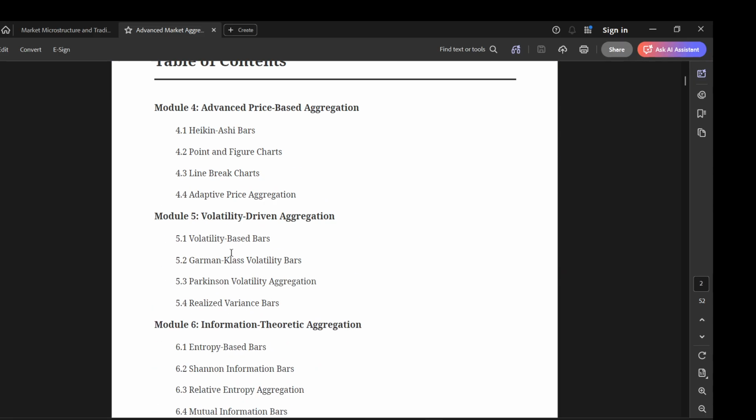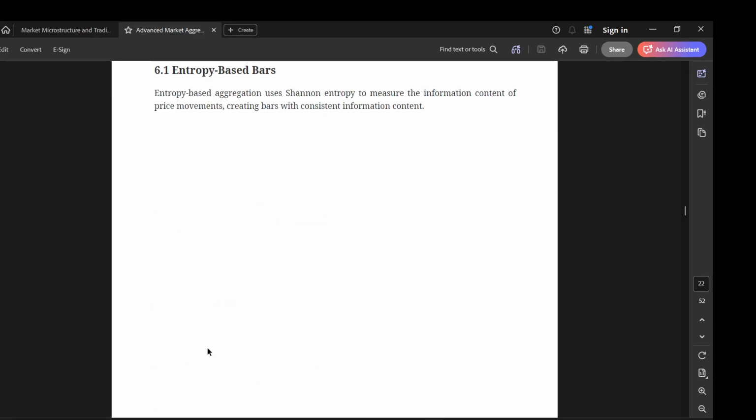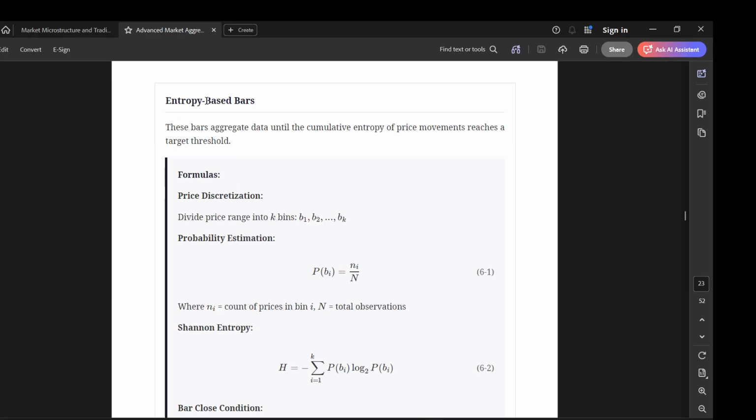Now, today I'm going to be touching on what's called entropy-based bars. What does the formal description say? Entropy-based aggregation uses Shannon entropy to measure the information content of price movements, creating bars with consistent information content. Entropy-based bars aggregate data until the cumulative entropy of price movements reaches a target threshold.